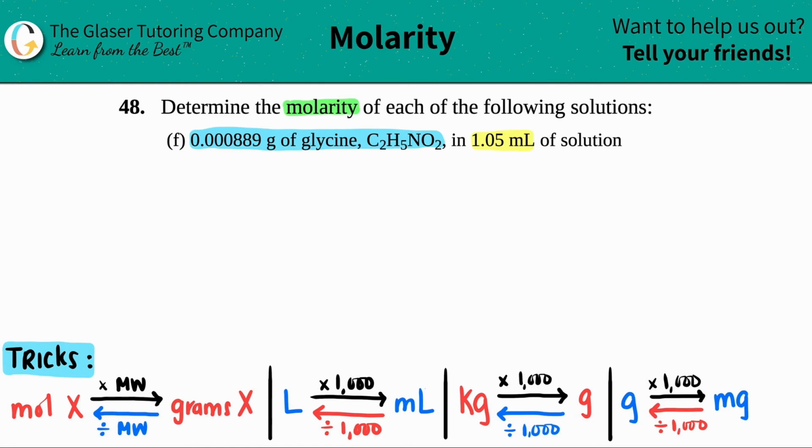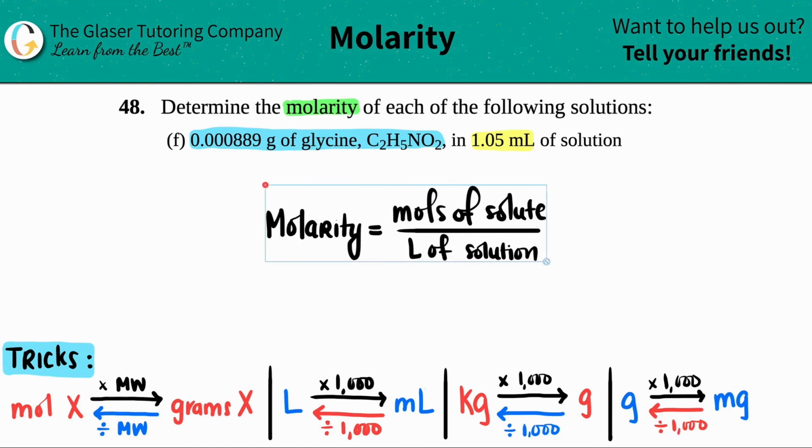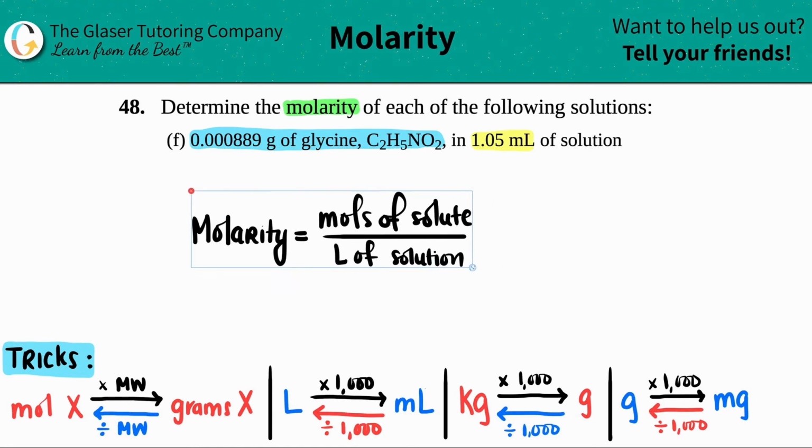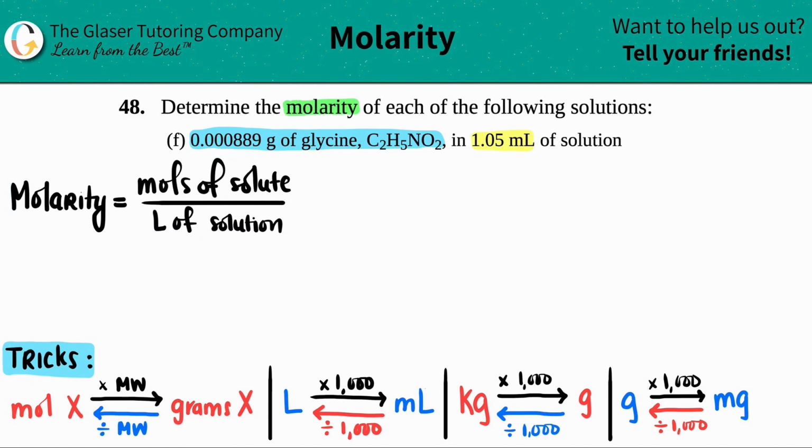Molarity is equal to moles of solute divided by liters of solution. More simply, capital M for molarity equals moles divided by liters. So that's what I'm going to write over here. The formula that we're going to use is capital M equals moles divided by liters.